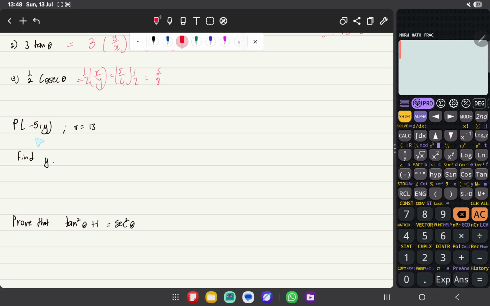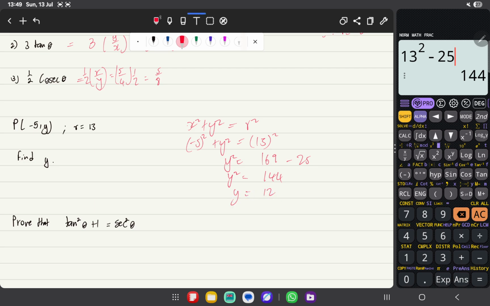Let's see. You have P here, and they gave you r. We have to find y. So here you don't have to stress. You know that x squared plus y squared equals r squared. So you know x, which is minus 5. So minus 5 squared plus y squared equals 13 squared, which is 169. Minus 25. This is y squared, that is 144, which therefore y is equal to 12.